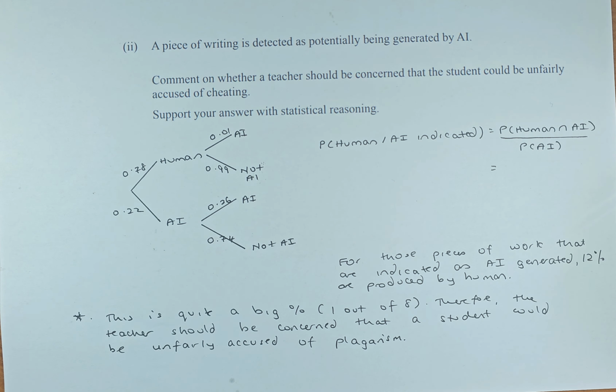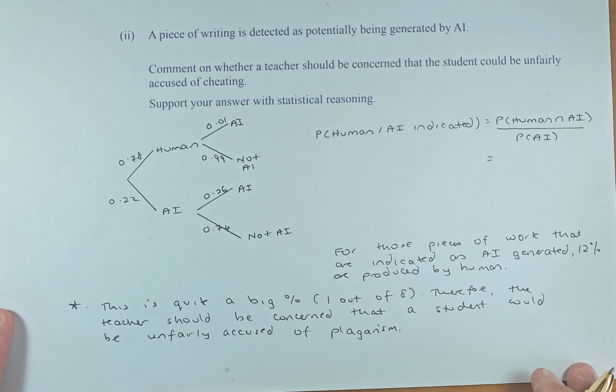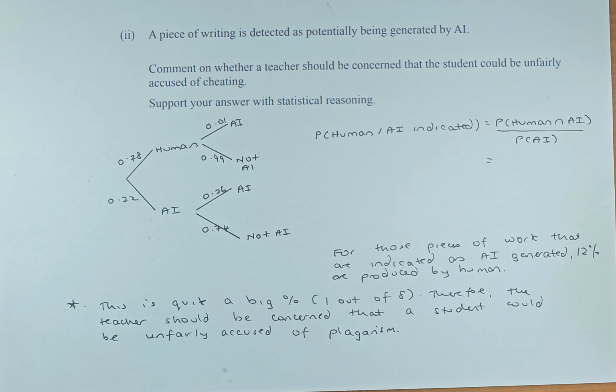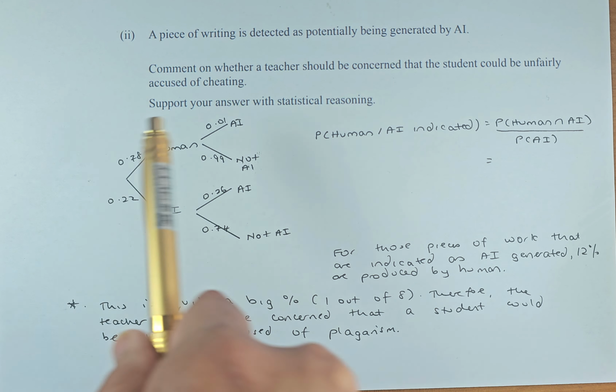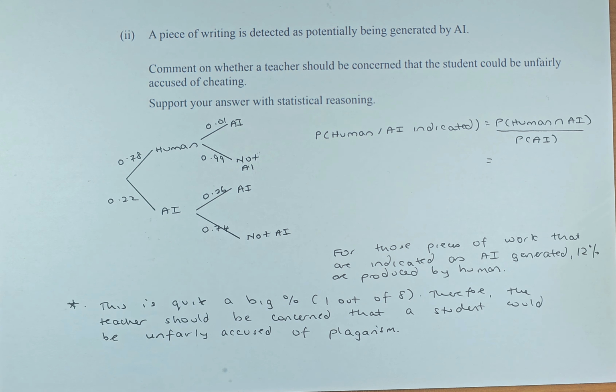Part 2 sounds like that. Okay, so part 2: a piece of writing is detected as potentially generated by AI. Comment on whether the teacher should be concerned that a student should be unfairly accused of cheating. Support your answer with statistical reasoning. Okay, so we have the same tree diagram from part 1.